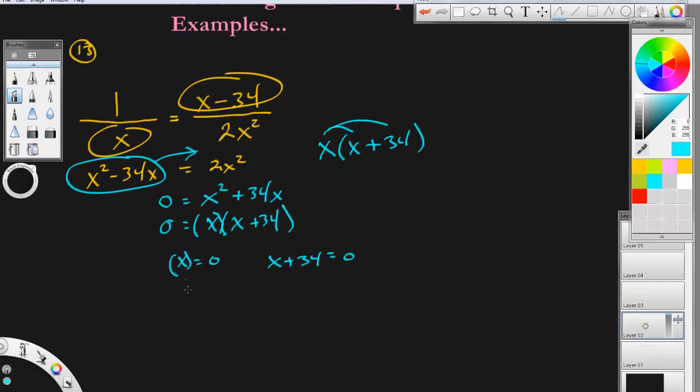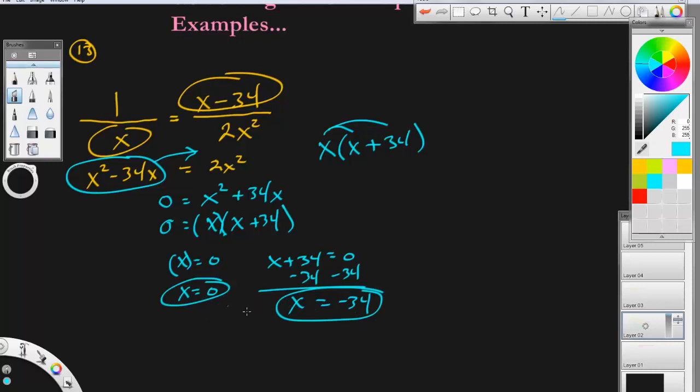So this is x equals 0. So one of the solutions is 0. The other solution, you just subtract 34 from both sides, and x would equal negative 34. So the answers for these should be 0 and negative 34.